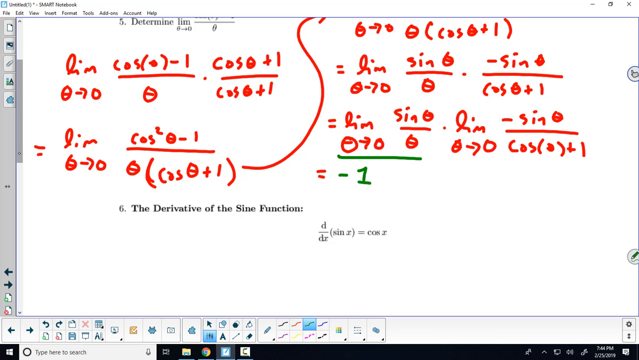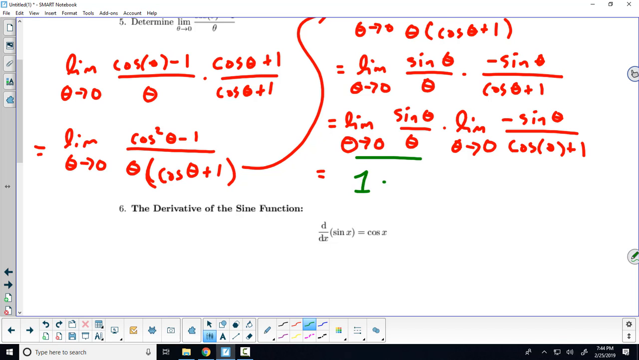So you asked a good question, but I just want to make sure I set this up to use the limit from the previous page, where we said the limit as theta approaches 0 of the sine of theta over theta is 1. Okay, great. Now this function right here is continuous, right?